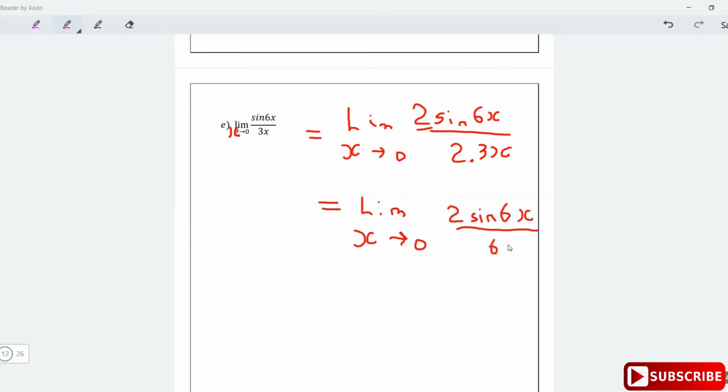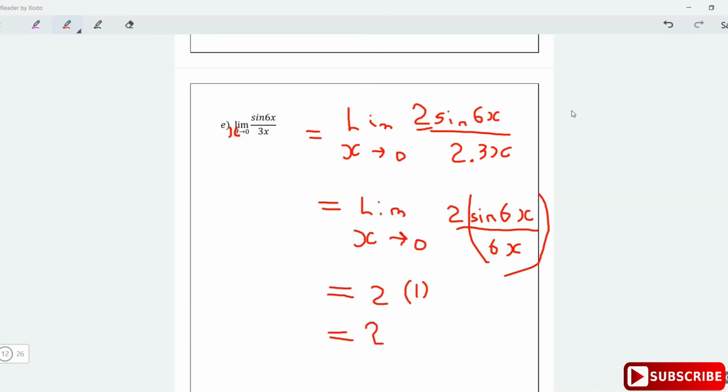And so then we plug in the 0. Plugging in 0, sine 6x over 6x is 1. So this answer will work out to be 2 times 1, and 2 times 1, we know that is 2. So this works out to be 2.